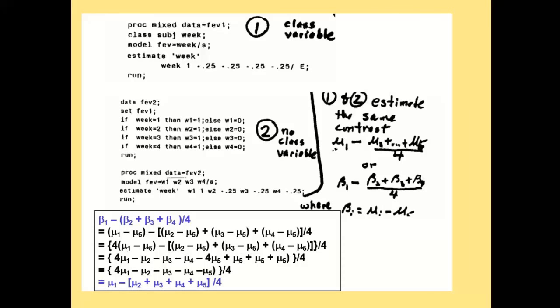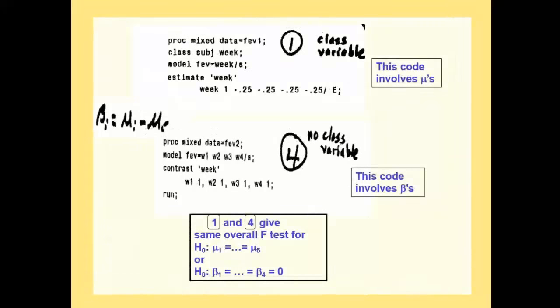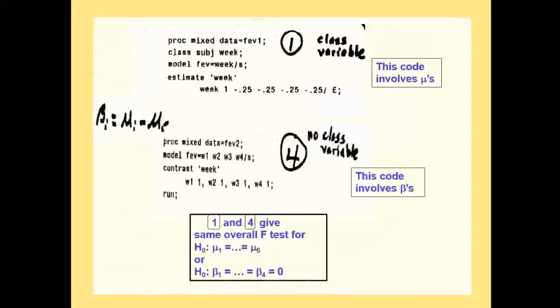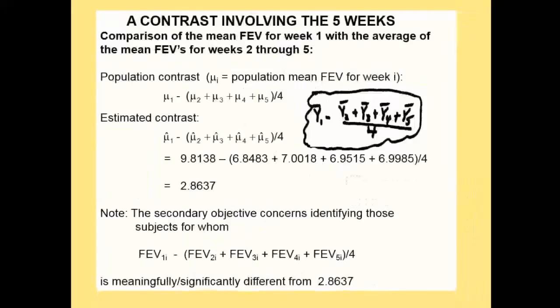What would you get from this? Well, let's see what you get. In order to see what you get, let's look at this slide, contrast and following the 5 weeks. I don't know if you remember, but the overall average at week 1 was 9.8. The overall averages at weeks 2, 3, 4, and 5 are these numbers: 6.8, 7.0, 6.95.